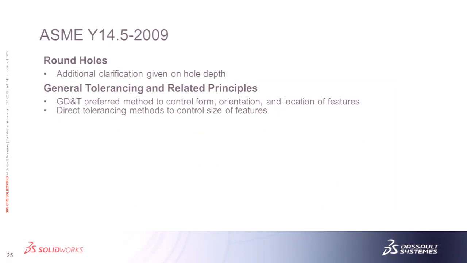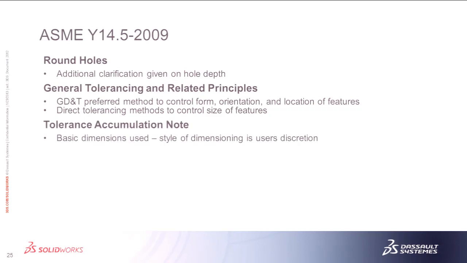Oh, this is me, isn't it? Sure. Sorry. General tolerancing and related principles. So in GD&T, the preferred method is to control form, orientation, and location in that order. And direct tolerancing is used to control size of features. So they went through the standard in 2009 and did make it clear that the preferred method of tolerancing parts is GD&T for location, form, and orientation, with size of features by standard coordinate tolerancing. So that's not actually in the standard.